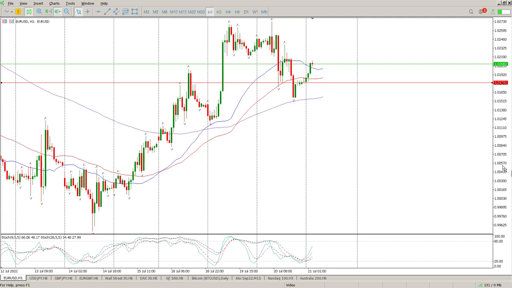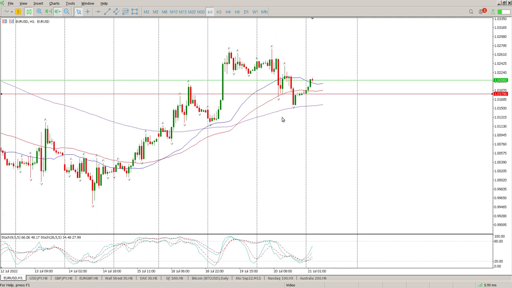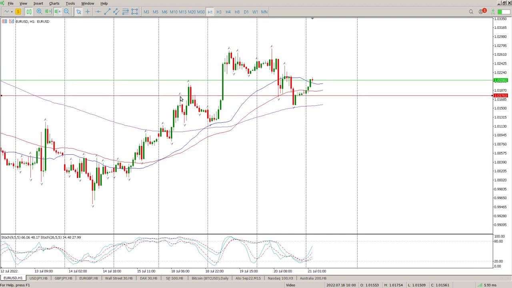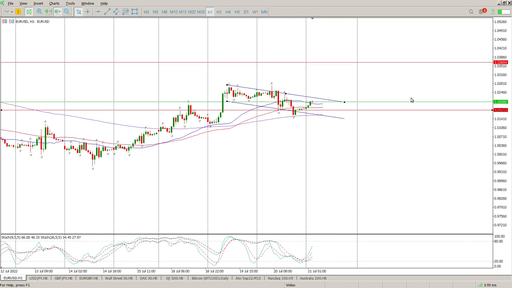We were looking for a pullback onto some decent structure, which would have been, in my view anyway, something along the lines of this. It was a bit of a buy off that level, but then we still pulled back further and broke it to the downside. So at the moment, I'm still of the opinion we have a bit of a consolidation set up here. We are still looking for this area here, which is 103.654.